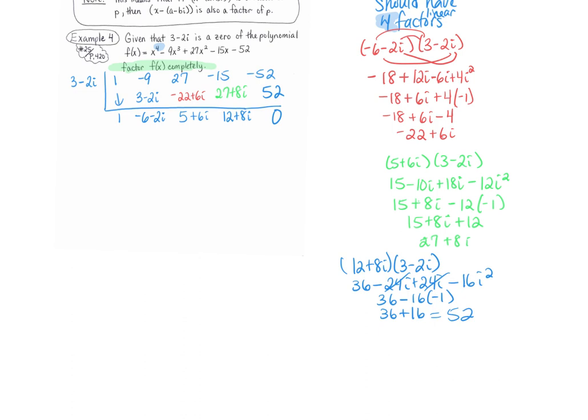So that's just confirmation. What the conjugate roots theorem above tells us is that if 3 minus 2i is a 0, its complex conjugate is also a 0. What's the complex conjugate of 3 minus 2i? 3 plus 2i. Remember, your a part doesn't change. The sign in the middle changes. So if you have 3 minus 2i, your complex conjugate is 3 plus 2i. Does that make sense?